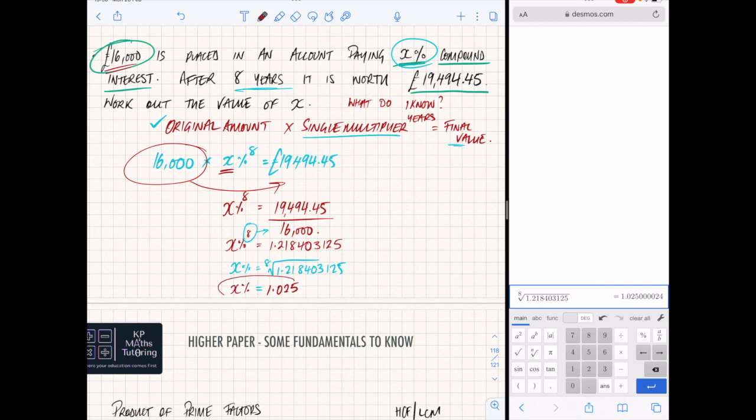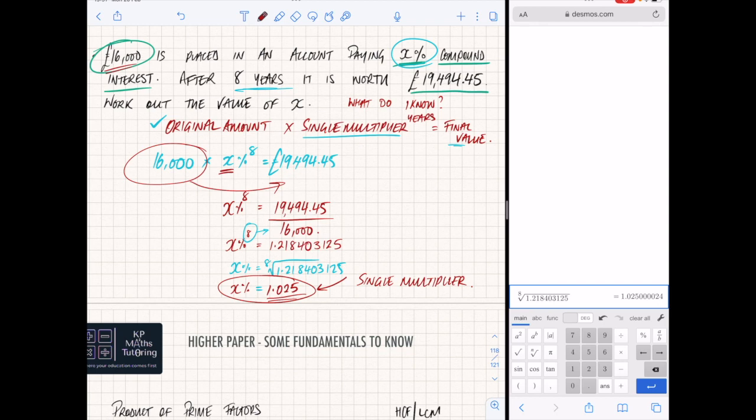Now, that's not my final answer. That is your single multiplier. This is a really common question. It does come up. Single multiplier means that that is not your final answer. So X is not 1.025%.